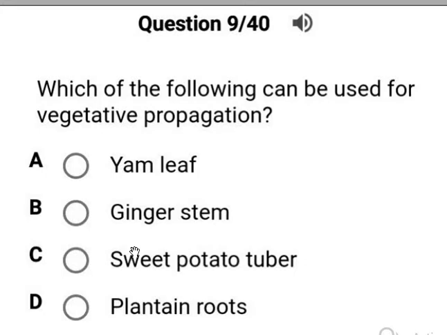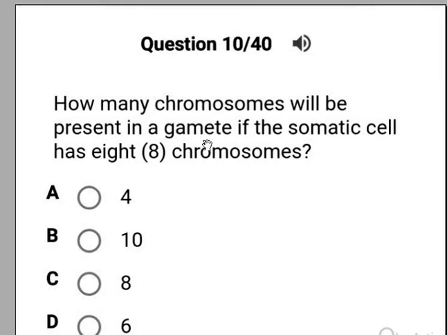So therefore ginger can be used for vegetative propagation. So ginger is the correct answer. Moving to the next question, which is question 10.